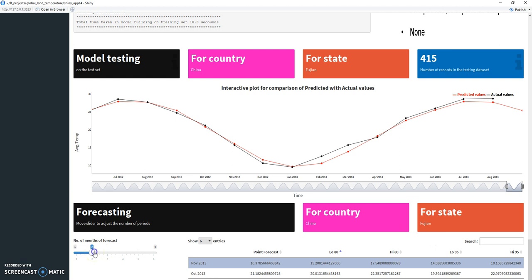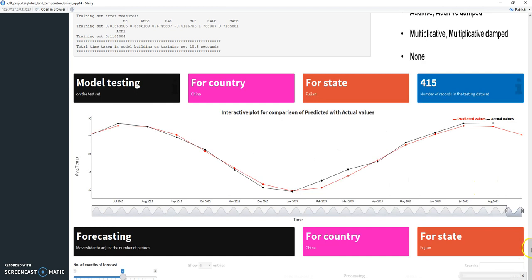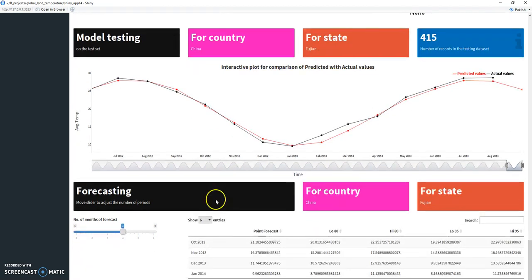In case you would like to have a point and confidence value forecast for, say, 4 months, we can also do that by sliding the slide bar over here. Let's wait for a moment to find out the forecast for the next 4 months. So now we have the point forecast and the confidence interval for the 4 months, as you can see over here. It's for October, November, December, and January.